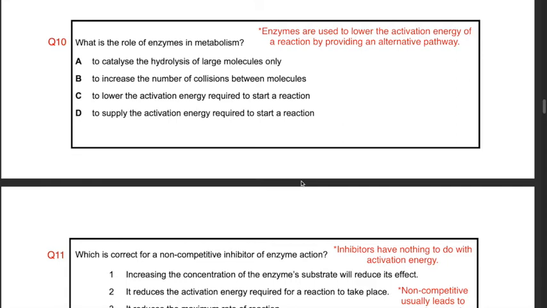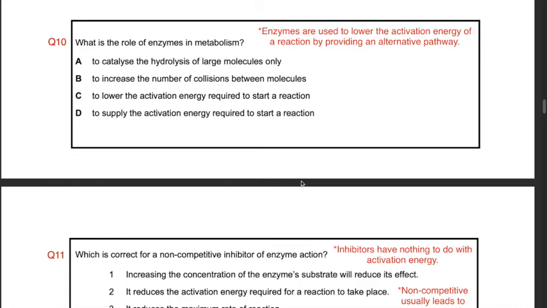Key thing to note is that enzymes are used generally to lower the activation energy of a reaction by providing an alternative pathway. Therefore, if we go to the answers A, B, C and D, the best possible answer is C. To lower the activation energy required to start a reaction. Why are the other answers incorrect?